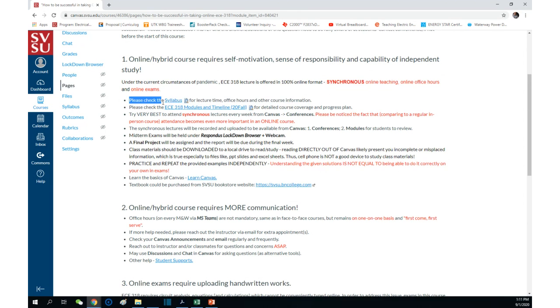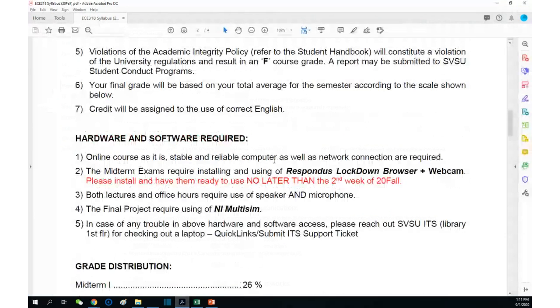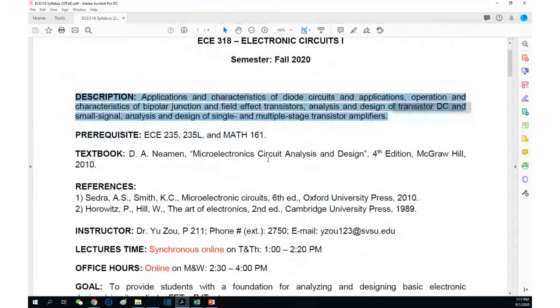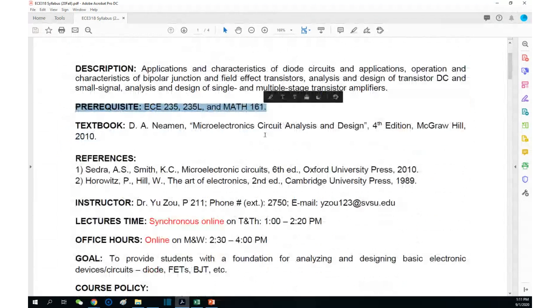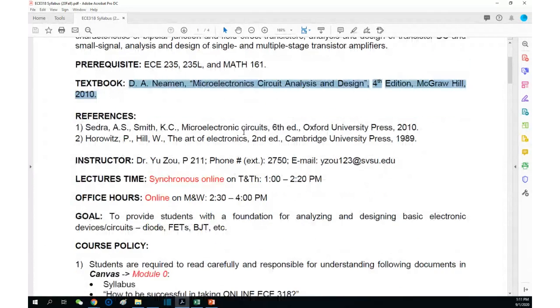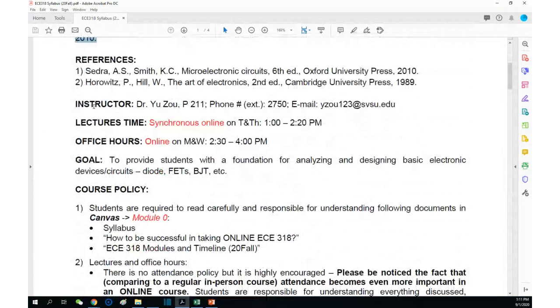So let's talk about the syllabus and the Gantt chart. First of all, the syllabus. There are some general things you can read yourself, for example, the description and the prerequisite. I don't think anyone here has any trouble or any issues with the prerequisite. And the textbook is listed here. It's a little bit old, but not obsolete. And some references. And I'm the instructor.